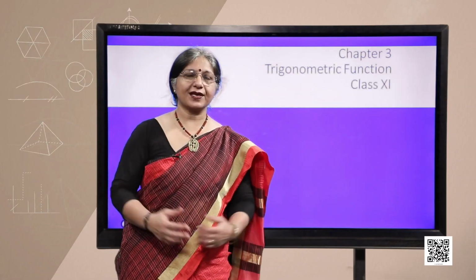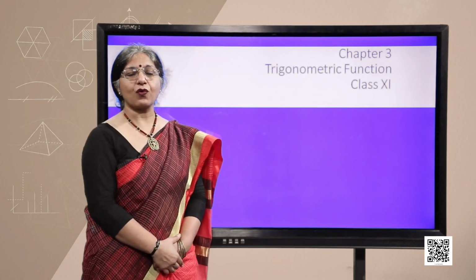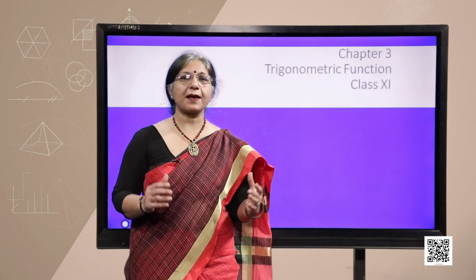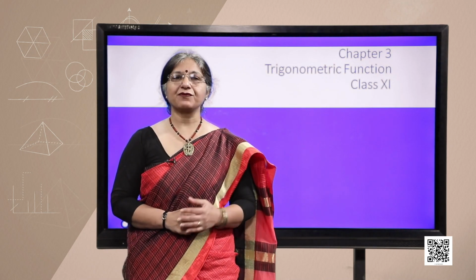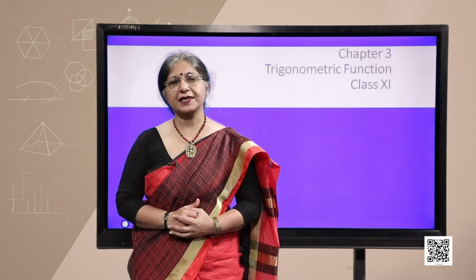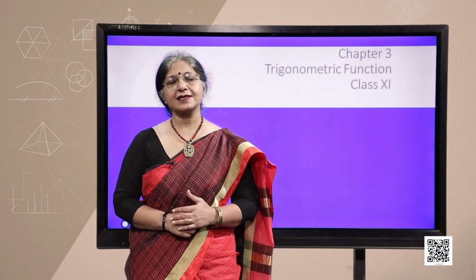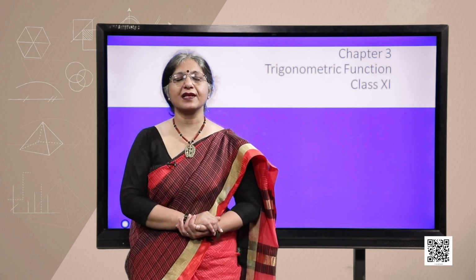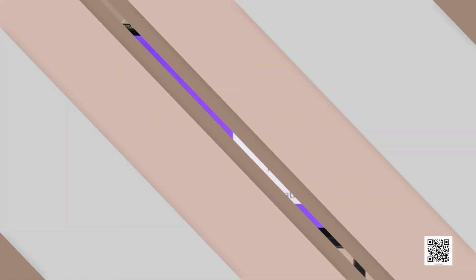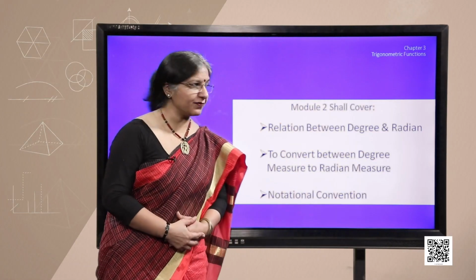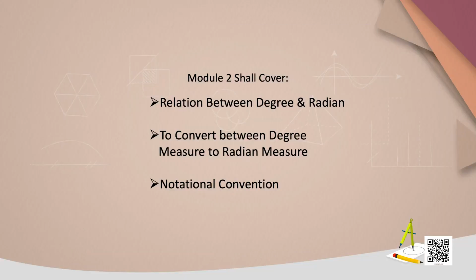So, that is all for today. Today, viewers, we learnt about what is trigonometry, its wider application in the various fields, and we learnt what are angles, what are their measurements, degree, radians, and relation of radians with real numbers. In our next module, module 2 shall cover the relation between degree and radian, to convert between degree measure and radian measure, and notational convention, like how to write degrees or radians, and a few more examples to strengthen the concept.